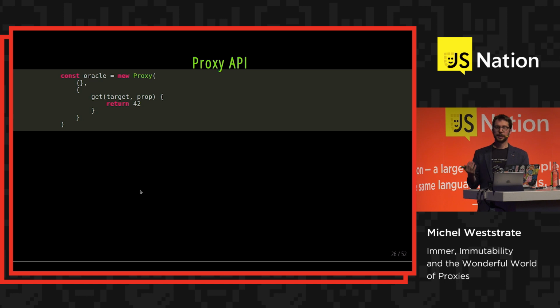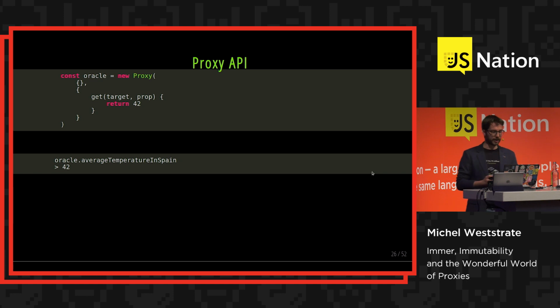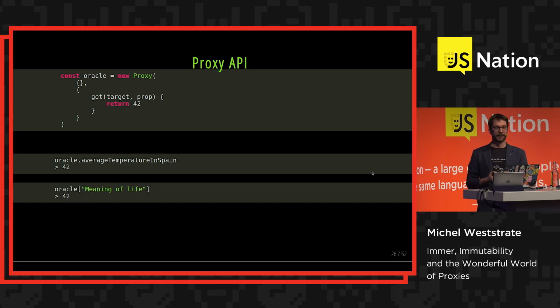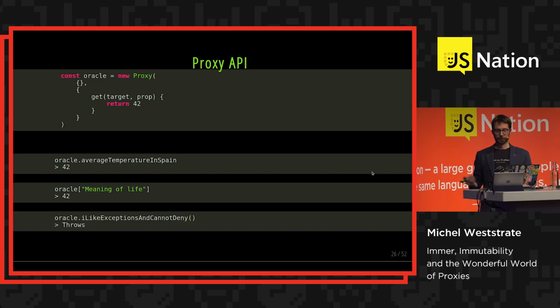That sounds a bit vague, so let's write the most simple proxy possible. Here I have created an object called Oracle, and I proxy just an empty object. I define one trap, and the trap is get. Get is invoked every time you try to read any property from an object. And this one is always going to return 42. So I can ask the Oracle, what is the average temperature in Spain? And it'll say, oh, that's 42. Not entirely sure if it's correct, but at least it feels that way. Or I can ask, Oracle, what's the meaning of life? And it will tell me, 42. And if I invoke a function on the Oracle, that will give me an exception, because 42 is not a function.